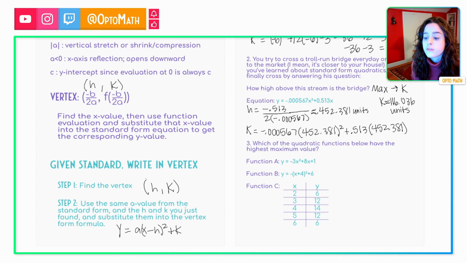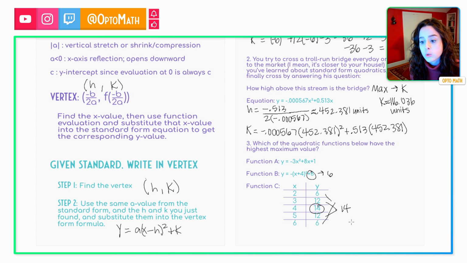Number 3, which of the quadratic functions below have the highest maximum value? Okay, so the max is the k value. So for function b, I just went to that one because it's an easy way to figure out the max. That's just going to be 6 because it's that plus 6. It's that k value. For function c, well, recall that you have a maximum. It's going to be symmetrical about that axis of symmetry. So we're going to look for the y value that has symmetry around it for its y values. So notice we have the 6 repeated and the 12's repeated. So what's in the middle is the 14. So that's going to be a max of 14.